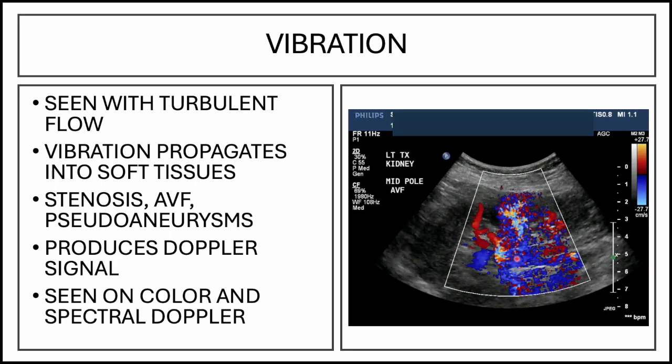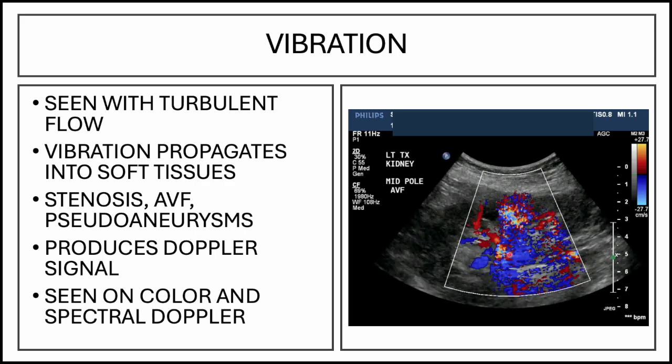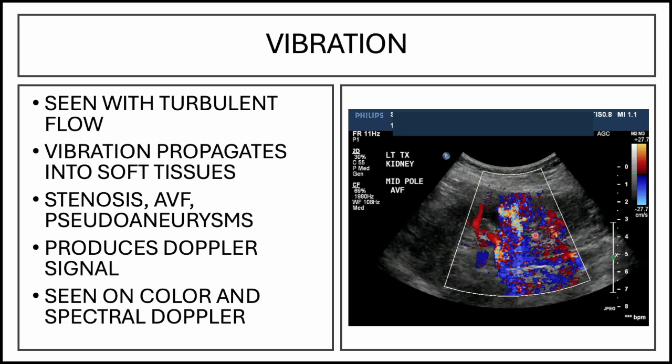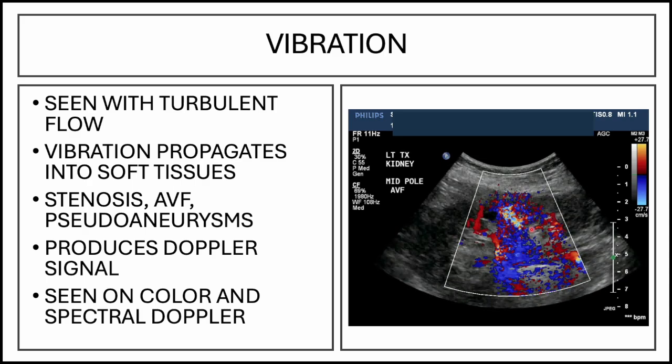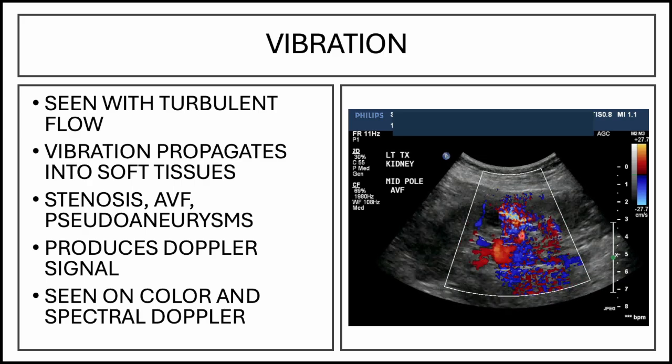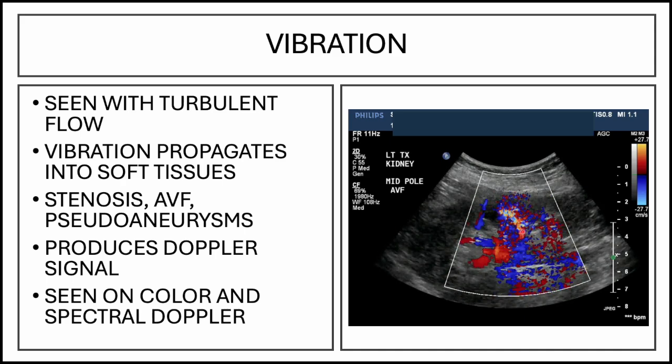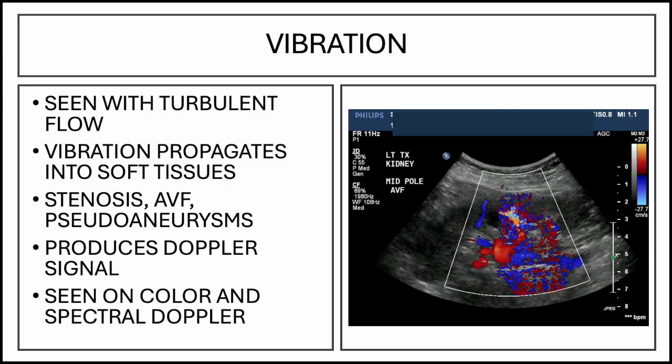You can see that there's true flow within some of the vessels, but there's an abnormal amount of color Doppler signal, indicating that there's something abnormal going on. In this particular case, this patient had an arteriovenous fistula that was causing that vibration artifact.